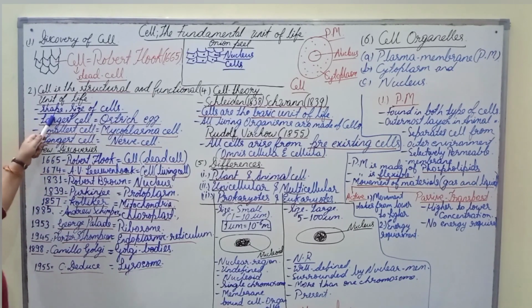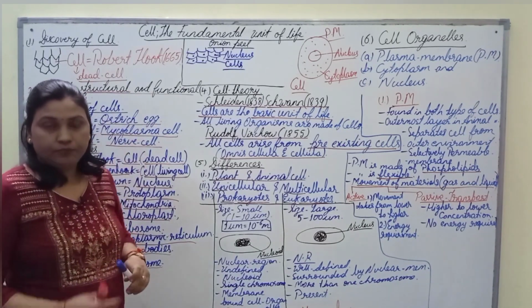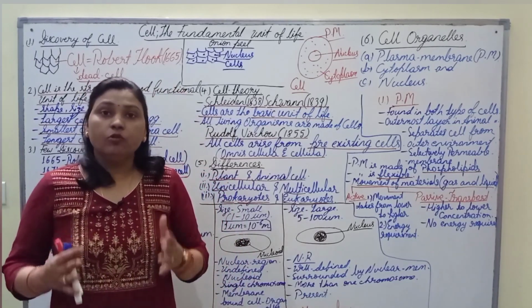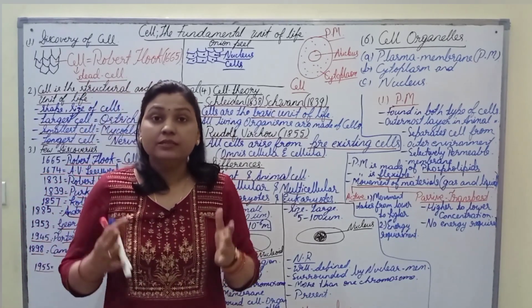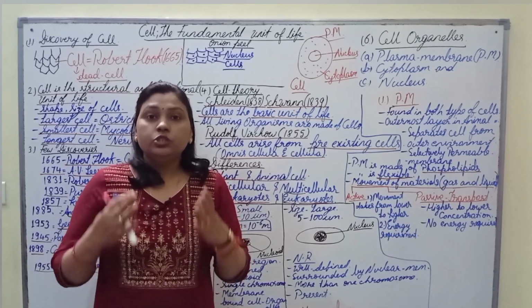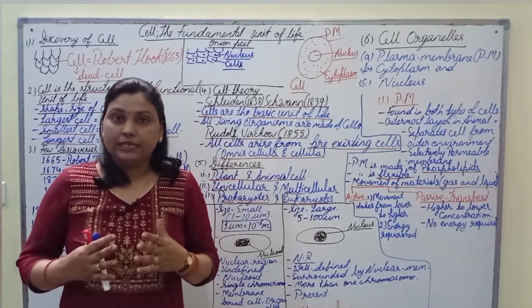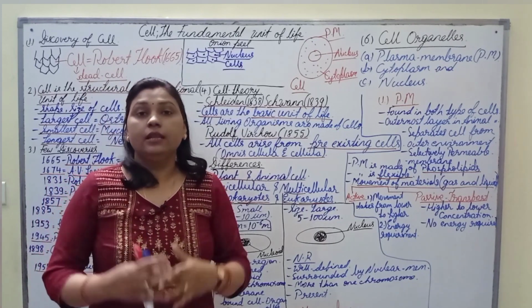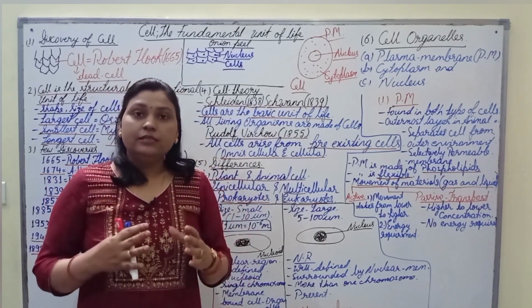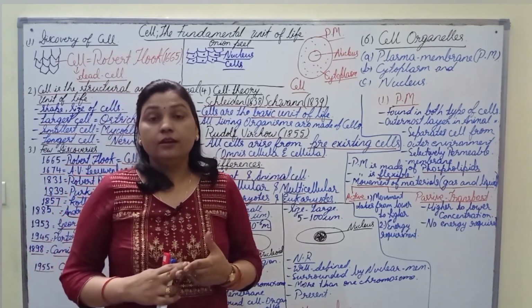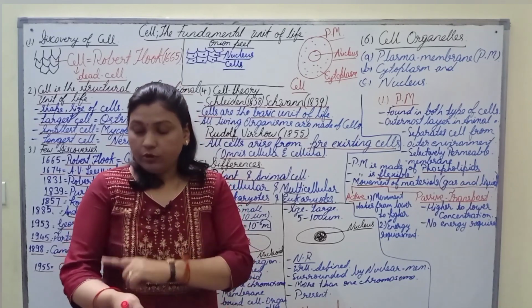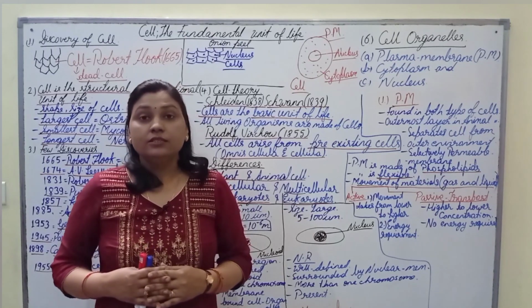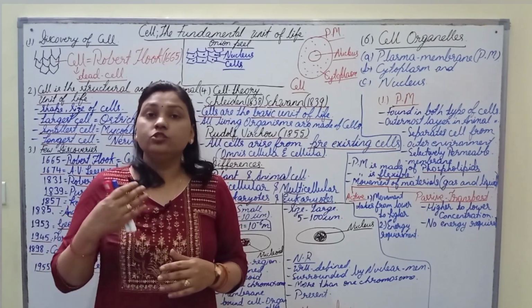Now we have the shape and size of cells. The body of human beings or other animals and plants are made of million cells. So the shape and size of cells vary from different organ systems. Suppose in our nervous system, the size and shape of cells are different from the cells found in muscle cells. So in detail we will discuss the shape and size of cell in the next chapter, that is the tissue chapter.